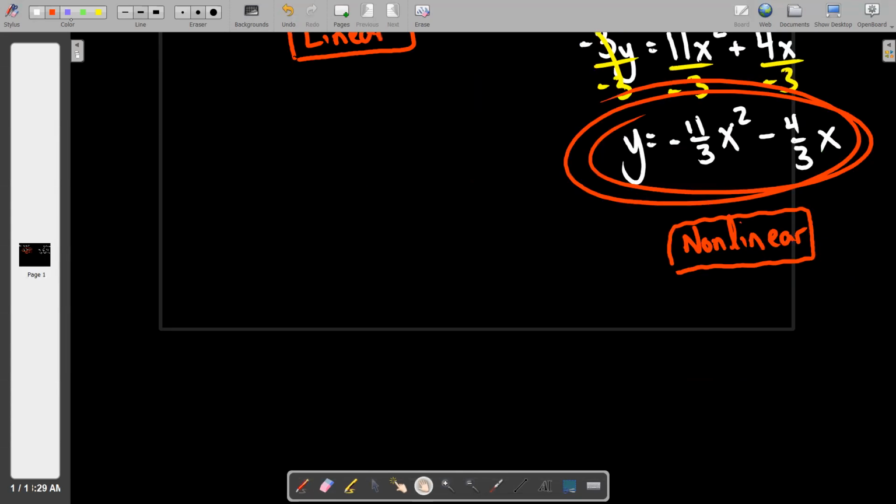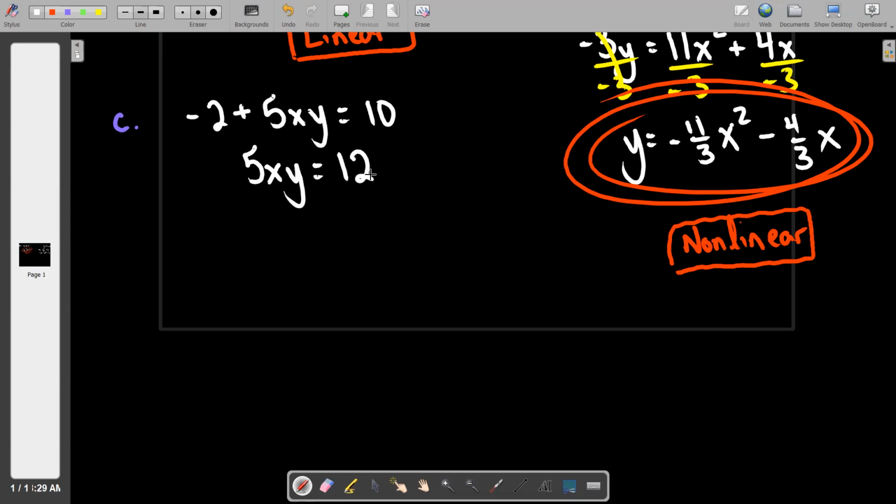All right, let's take a look at part C. In part C, we're given negative 2 plus 5xy equals 10. My mission is to get y by itself. Can I make it look like the one at the beginning? Can I make it say y equals mx plus b? My first step, obviously, is to get rid of the negative 2. So I'm going to add 2 to both sides, and I'm going to get 12. Because why not, right? 10 plus 2, I can add those together. No sense in writing 10 plus 2. That would just be weird.